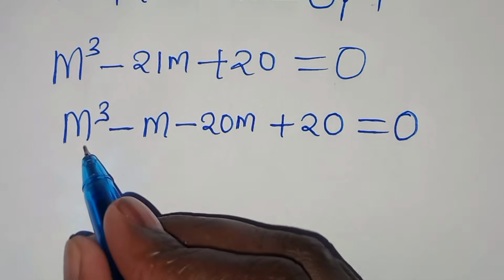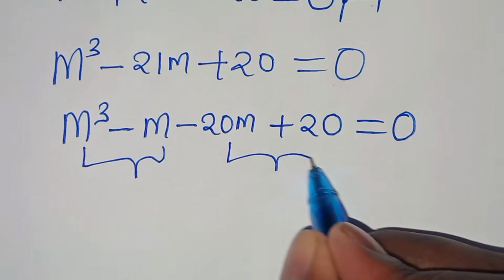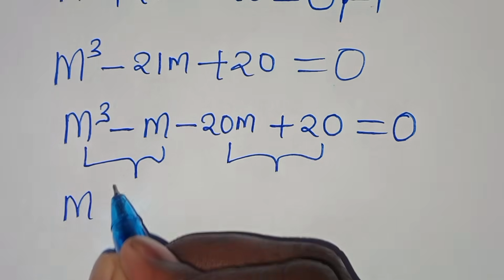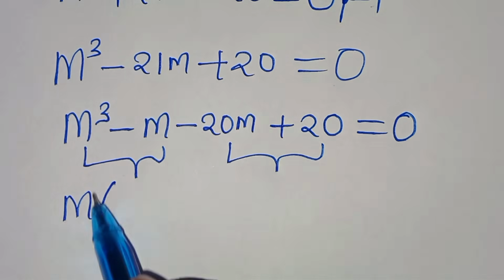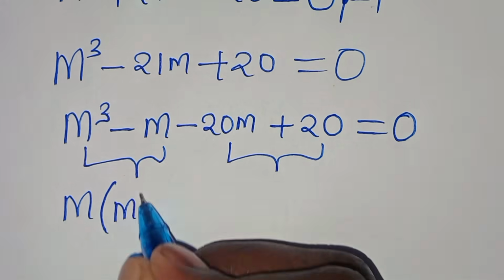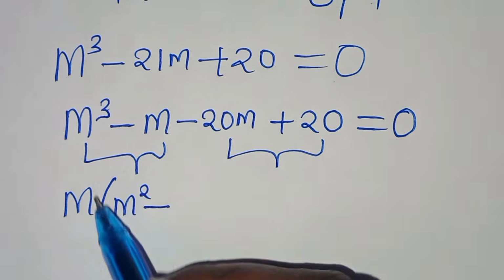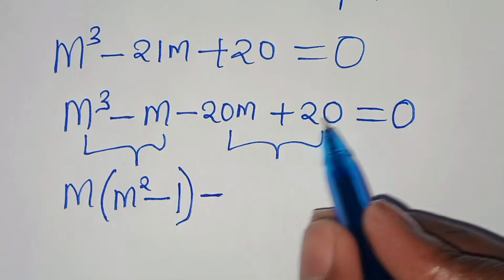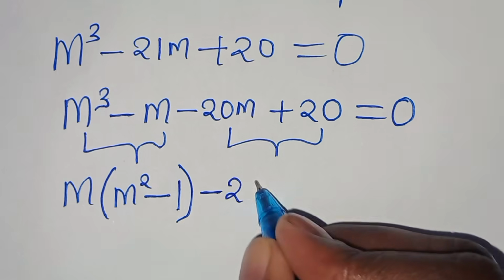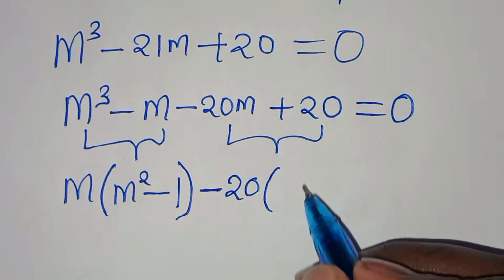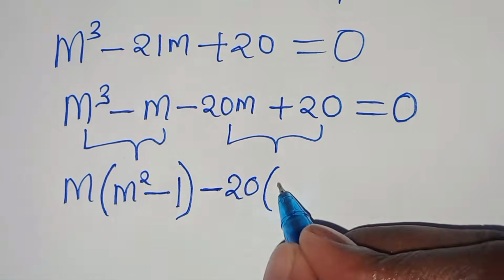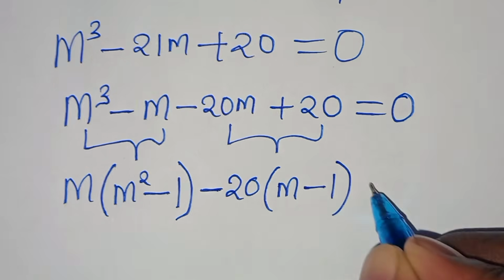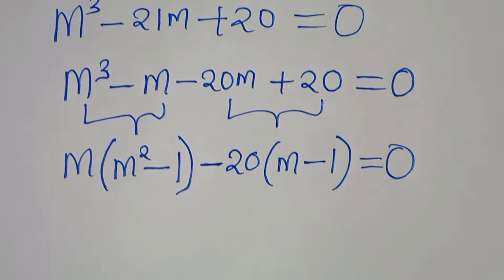So we have got two parts here. This means that in the first part, m is common. We can factor out m. So m to the power of 3 divided by m, this is m to the power of 2. Minus m divided by m, this is 1. Close the parentheses. Then subtract, 20 is common here. So we have 20 in the parentheses. 20m divided by 20, this is m. Then minus 1. This is equal to 0.